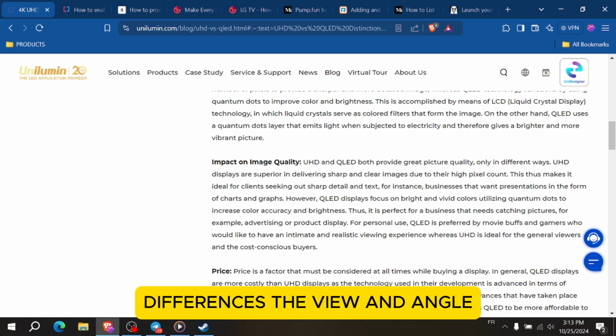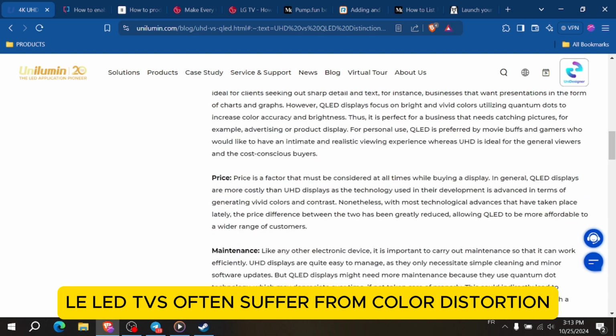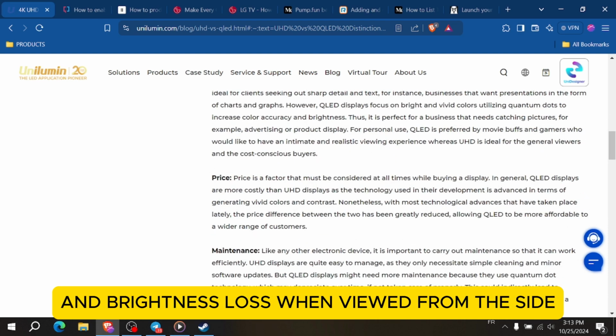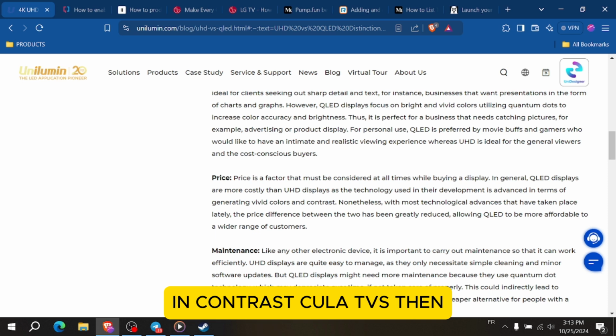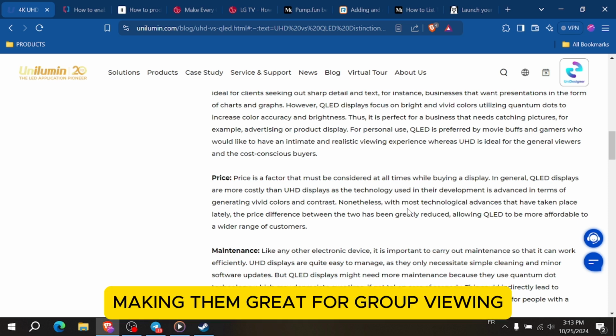Another difference is the viewing angle. Standard LED TVs often suffer from color distortion and brightness loss when viewed from the side. In contrast, QLED TVs tend to maintain better color accuracy and brightness even at wider angles, making them great for group viewing.